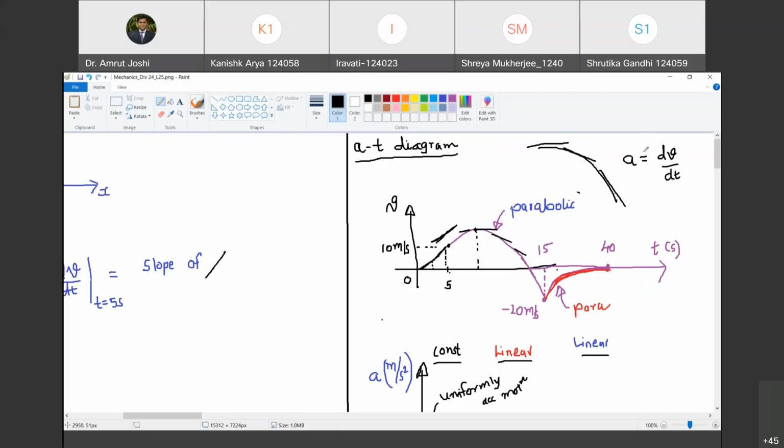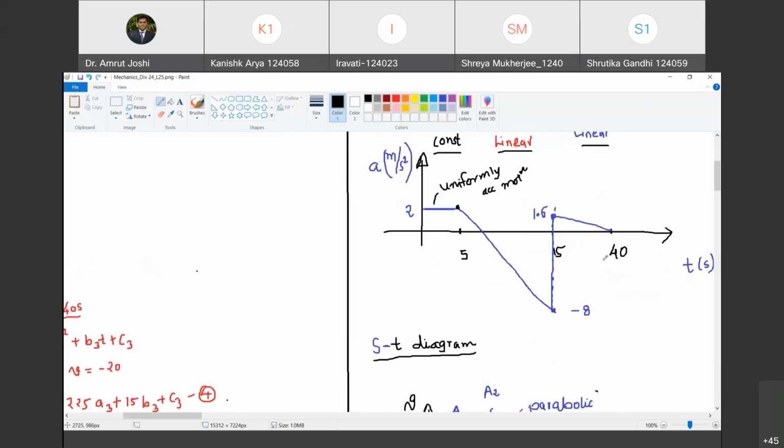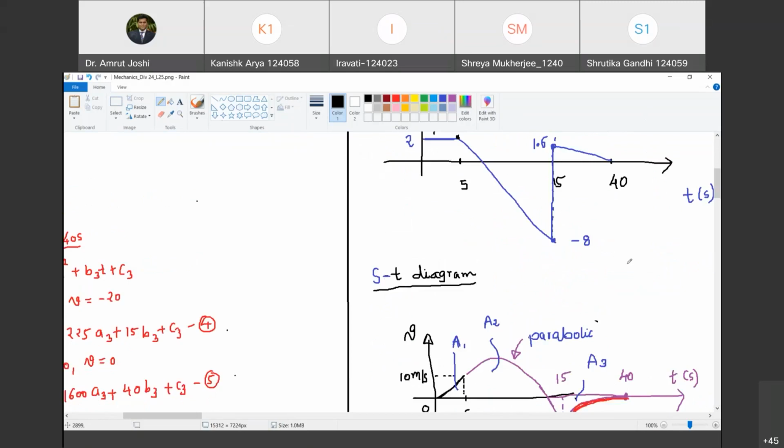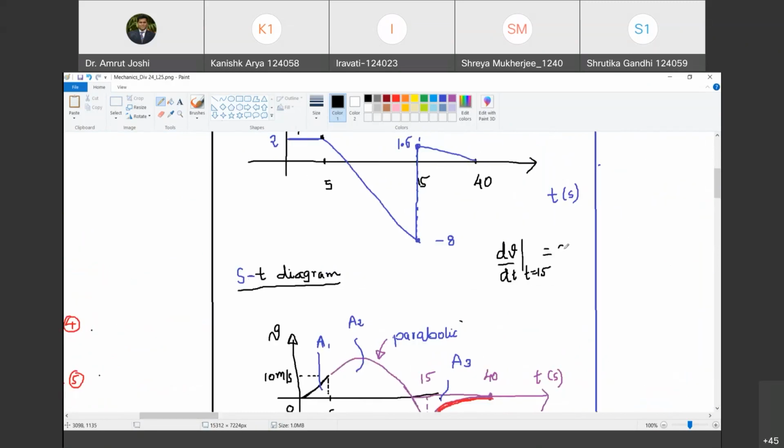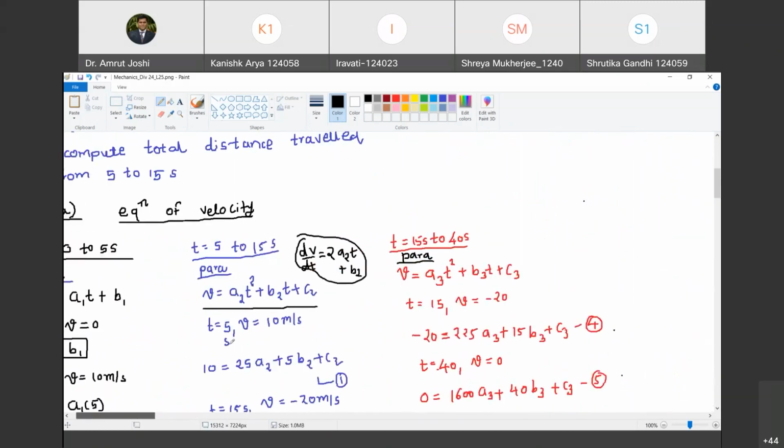Happy? Yes, sir. And what is the slope of tangent drawn to this parabola at time t equal to 15 seconds? So now look, what I am going to calculate. I am going to calculate dv by dt at time t equal to 15 seconds. Happy? Yes, sir. And this is equal to acceleration at 15 seconds. Do you agree with me? Yes, sir. And how much is that?